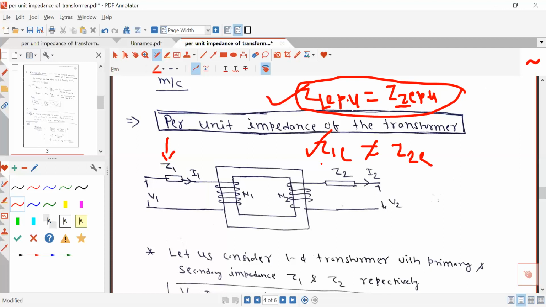And for this reason, it is preferred to represent transformer impedance in per unit system, or you can say it is suggested to analyze the power system in terms of per unit.